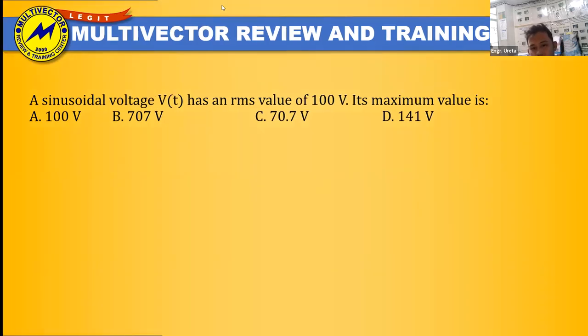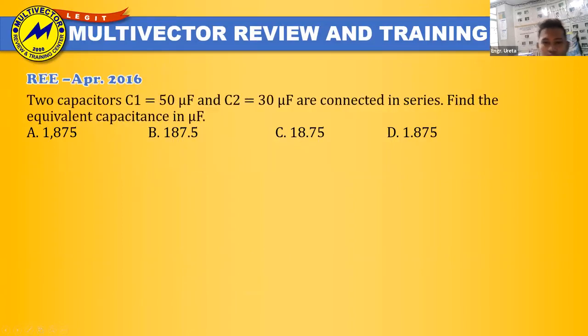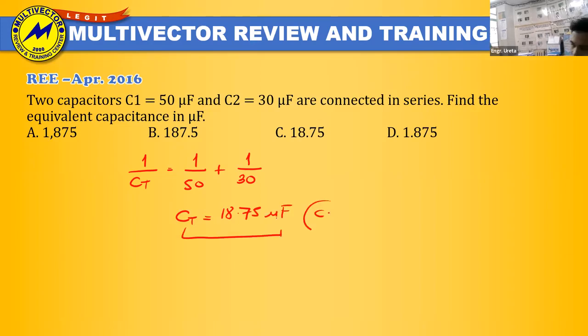Next is question number 52, which came out in April 2016. Two capacitors C1 and C2 are connected in series. Find the equivalent capacitance. For equivalent capacitance, 1 over Cp is just equal to 1 over C1, which is 50, plus 1 over C2, which is 30. Therefore, the total capacitance is 18.75 microfarad. That's problem number 54.